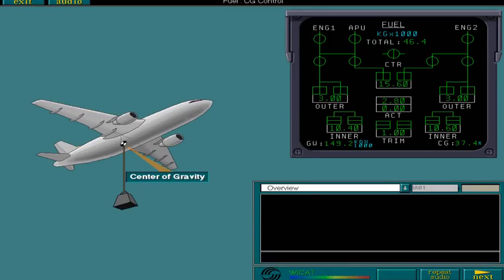This lesson looks at how the fuel system is used to control the aircraft's centre of gravity, CG. Control of the CG will enable you to optimize fuel consumption by reducing drag.